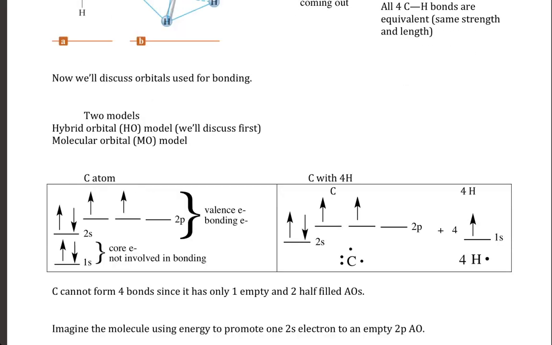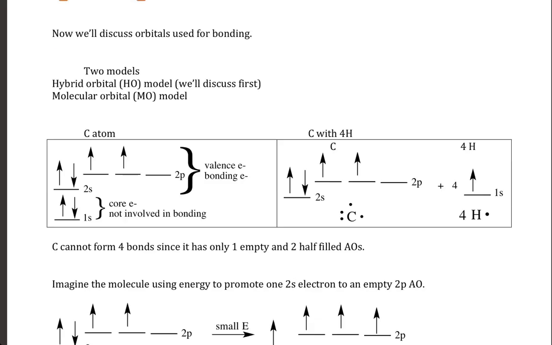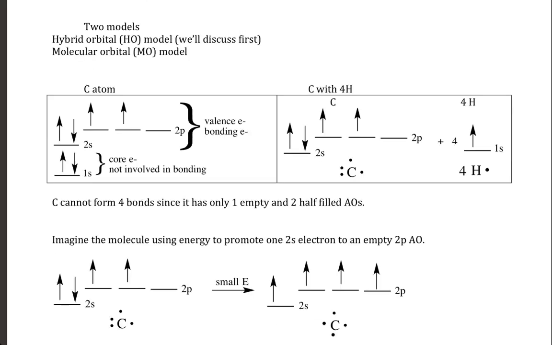So now we'll discuss orbitals used for bonding. We have 2 models that we will work with. The hybrid orbital, HO model, we'll discuss that first. And we have the molecular orbital model, the MO model.